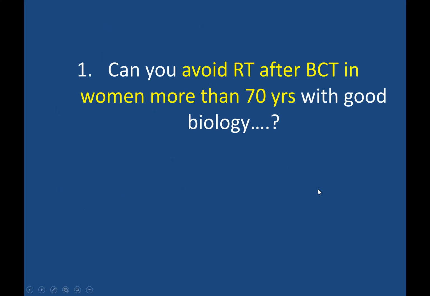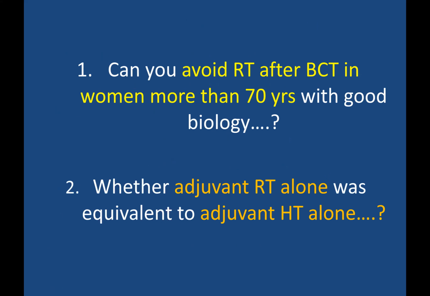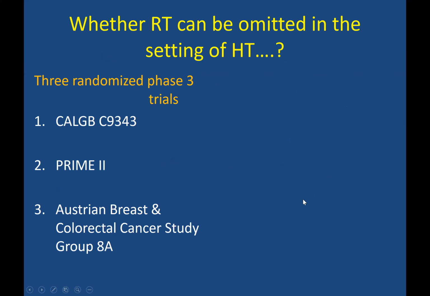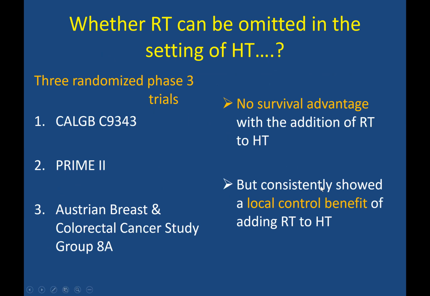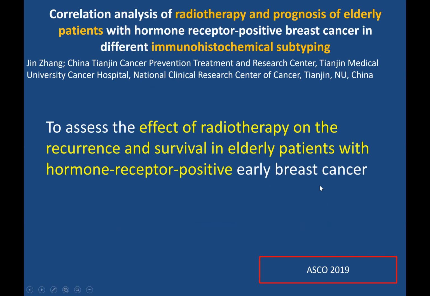And now the second concept: can you avoid radiotherapy in elderly women with a good biology, and whether adjuvant radiotherapy alone was equivalent to adjuvant hormone therapy alone. So there are 3 randomized phase 3 trials where this concept was addressed, like CALGB C9343, PRIME 2, and the Austrian breast cancer study. And there is no survival advantage with addition of radiotherapy to hormone therapy, but they consistently showed a local control benefit of radiation along with the hormone therapy.